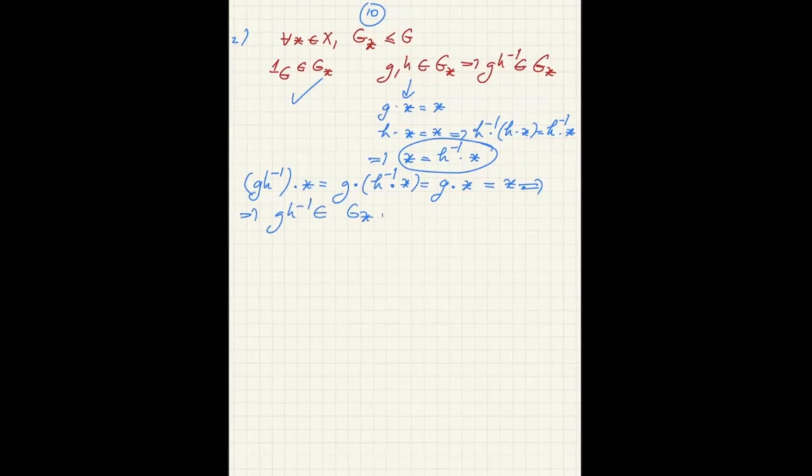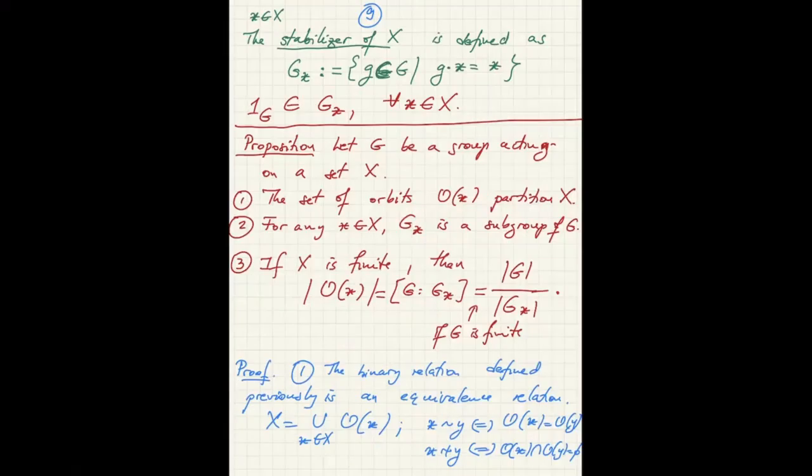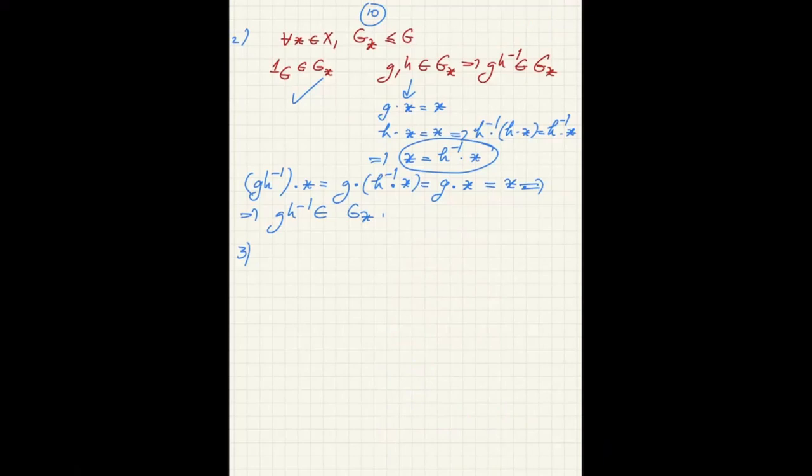Okay, so that's basically the proof. And now let's do the third part, which is that the number of elements in the orbit of X equals the index of the stabilizer of X in G. So how is the index defined? We just proved that the stabilizer of X is a subgroup of G. So we'll take X, an element of X.